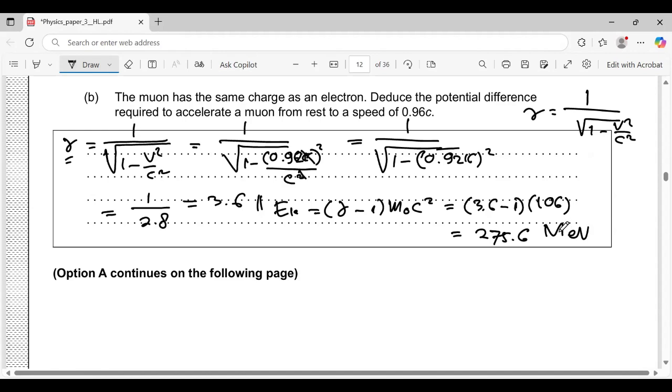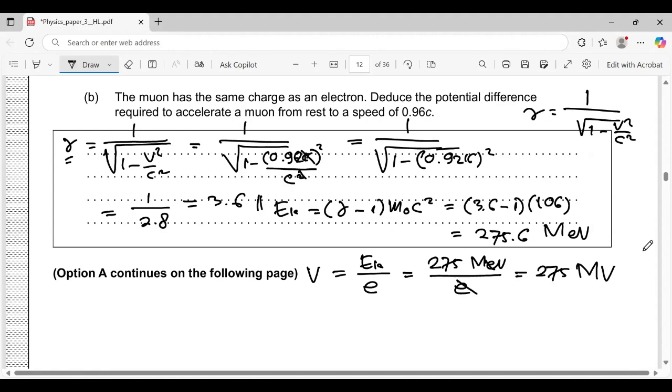This is kinetic energy. We are going to convert it to potential difference, or volts, and volts becomes EK over e. So 275 mega electron volt divided by e becomes 275 MV, mega volts.